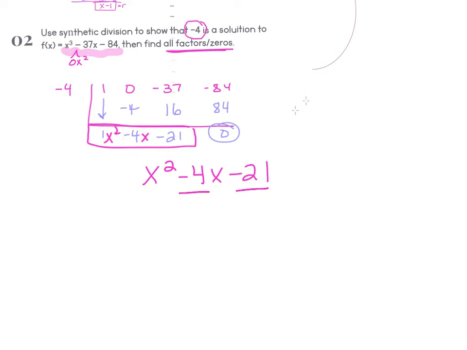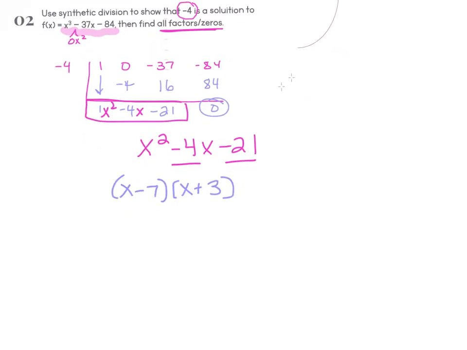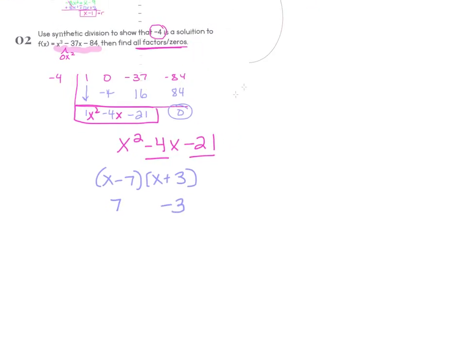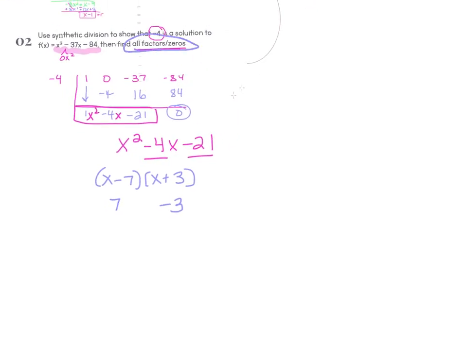Negative 7 and 3. Good. So this would be x minus 7 and x plus 3. So the remaining roots are actually positive 7 and negative 3. Because it asked for all the factors and the zeros, I'm going to include the negative 4 I got originally.